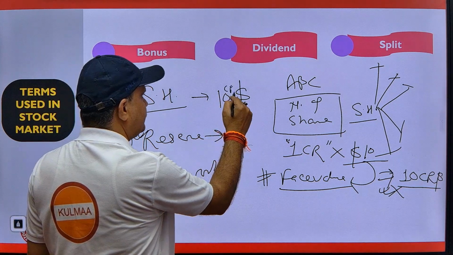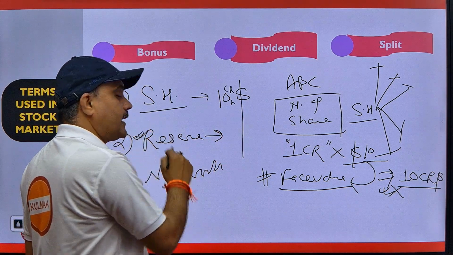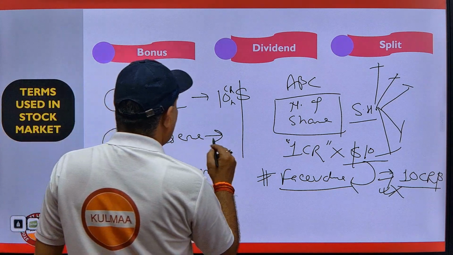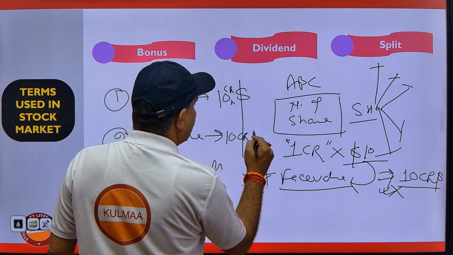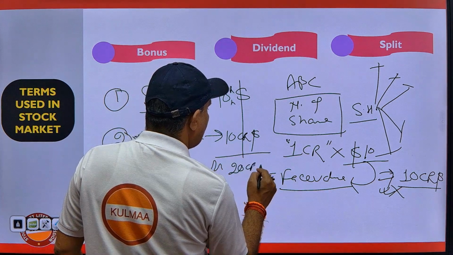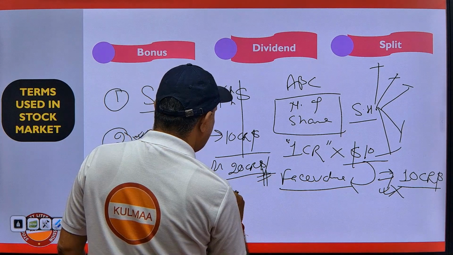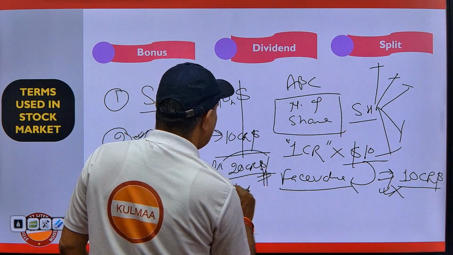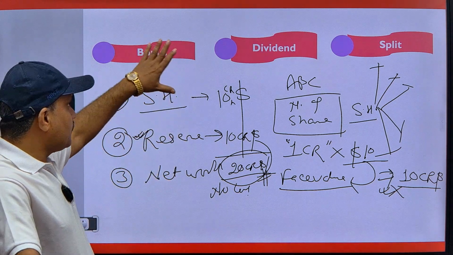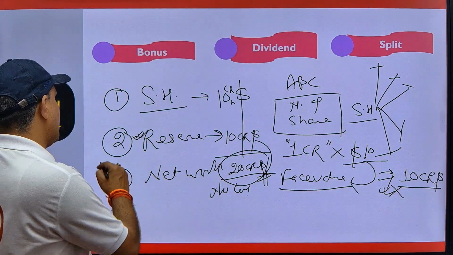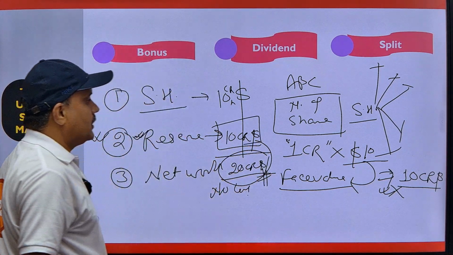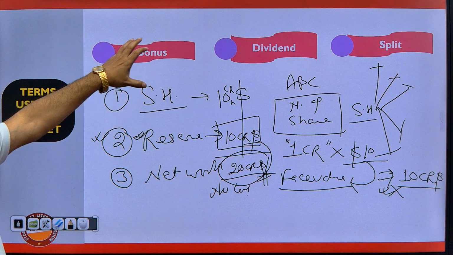10 crore dollar. Now, for example, that company has some assets, some buildings like that, and they have a total asset of 10 crore. That means their total net worth will be 20 crore dollar if there is no liability. So when that company provides bonus or dividend, they just use that reserve. That 10 crore dollar they just use to provide bonus and dividend.